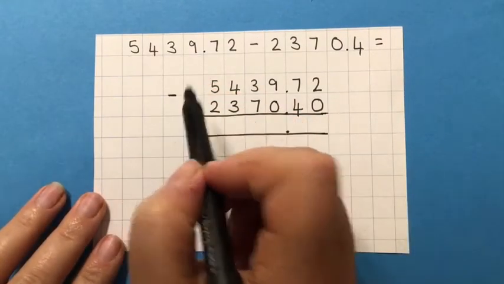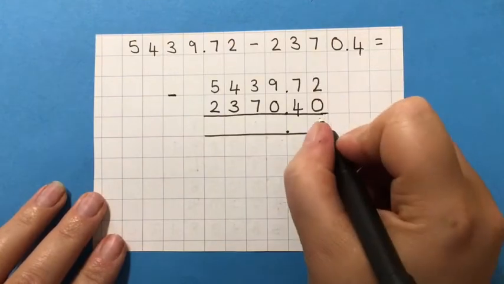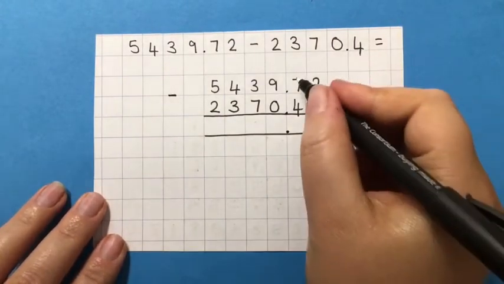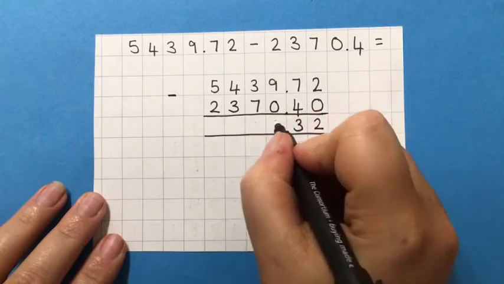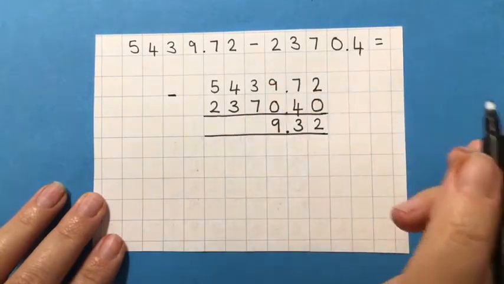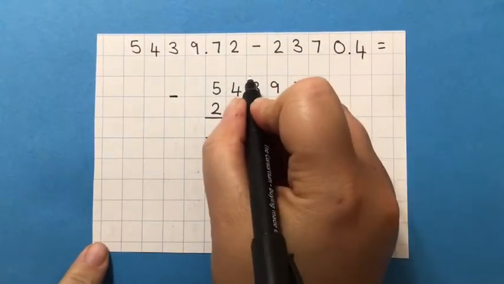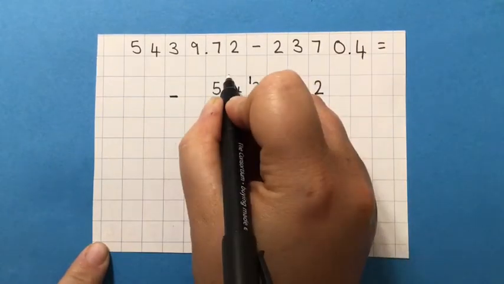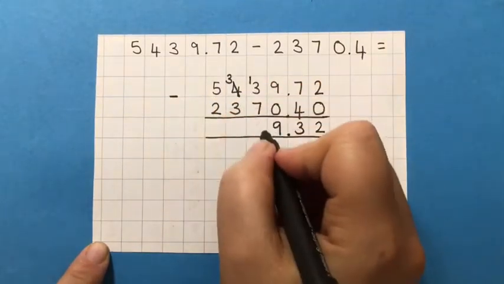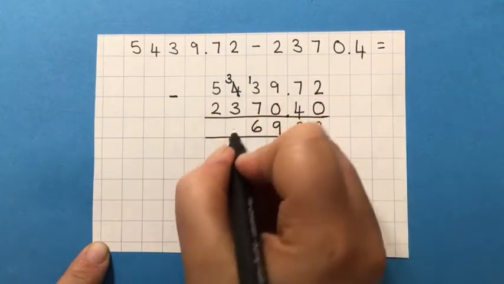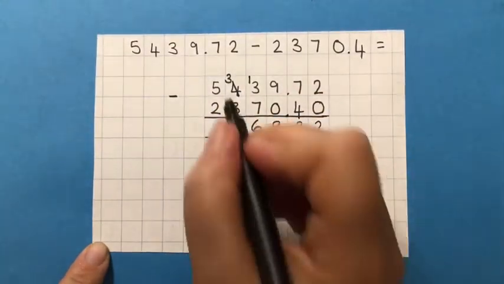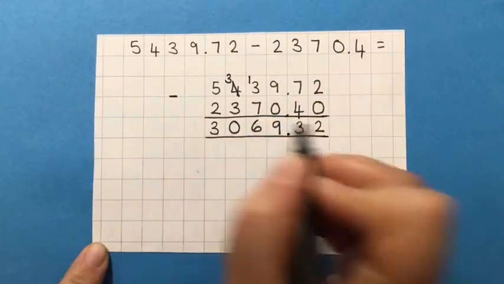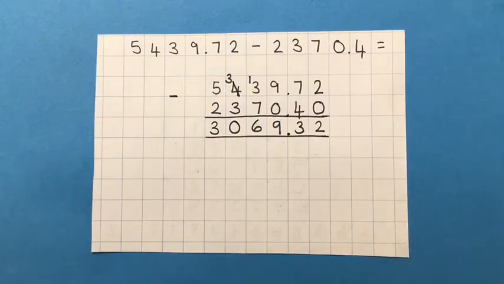This time we're doing subtraction. So 2 take away 0 is 2. 7 take away 4 is 3. 9 take away 0 is 9. 3 take away 7 we can't do. So again, we have to steal. 13 take away 7 is 6. 3 take away 3 is 0. 5 take away 2 is 3. So the answer is 3,069.32. Or if it was in pounds, £3,069.32p. Okay?